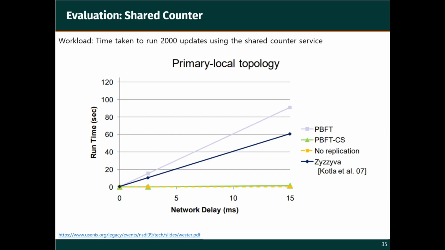First evaluation, shared counter, and primary local topology, in which the client is located near the primary. They measured the time taken to run 2000 updates using the shared counter service in the primary local topology over varying network delay. The result shows that the runtime of PBFT and Zyzzyva increases faster than PBFT-CS, while PBFT-CS is almost the same as the no replication version as the network delay increases.